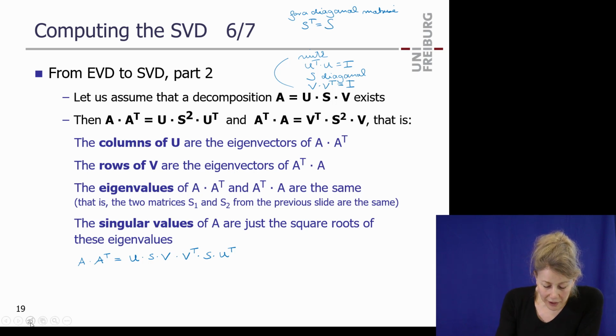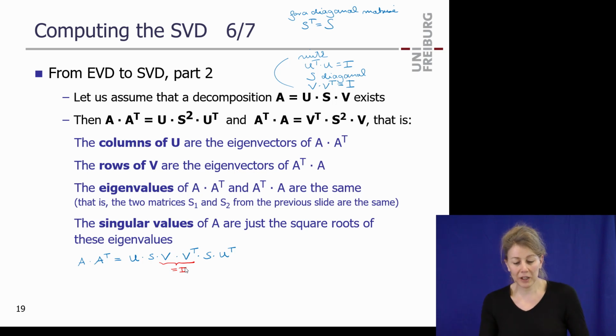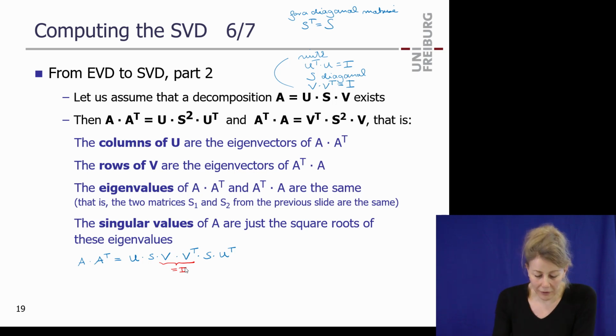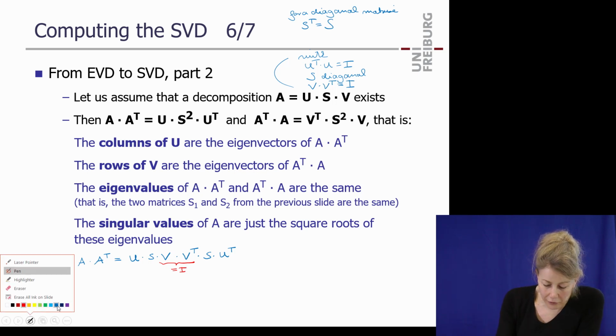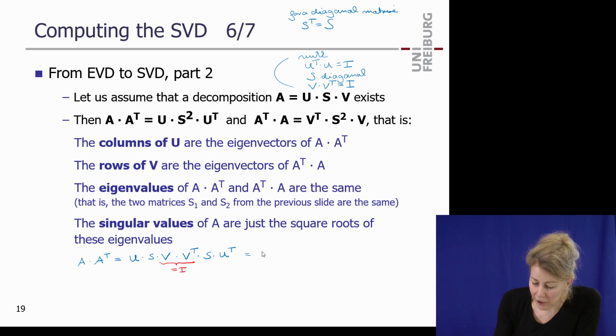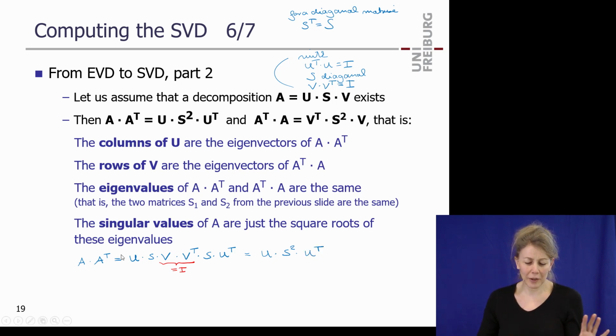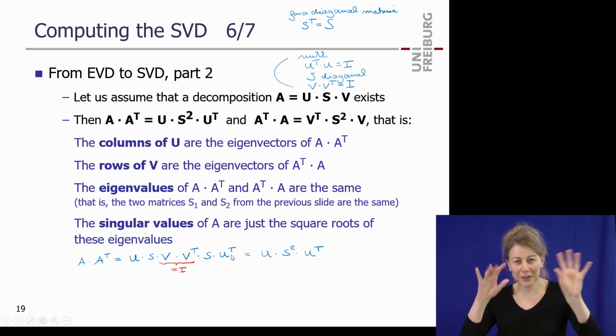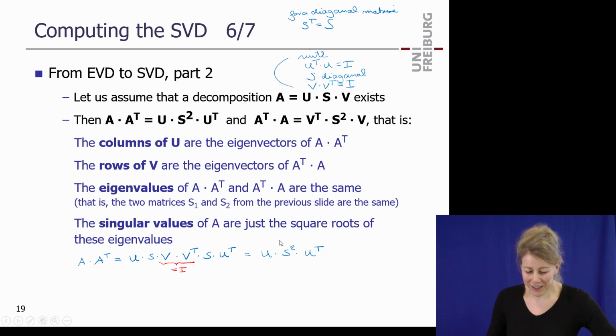Well, and what do we have here? Here we have V times V transpose. This is exactly the identity matrix, which means it disappears. I have U times S, a diagonal matrix multiplied with itself. You just square the values on the diagonal. That's also easy to see, which means here you get U times S square times U transpose. Right, that's the usual linear algebra magic. You write something and then suddenly stuff disappears and you get a nice expression.